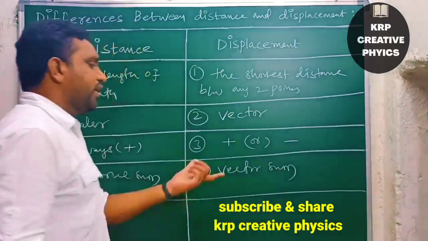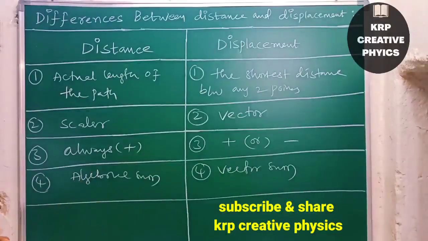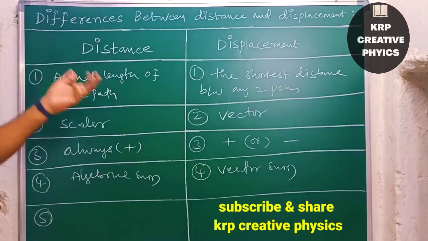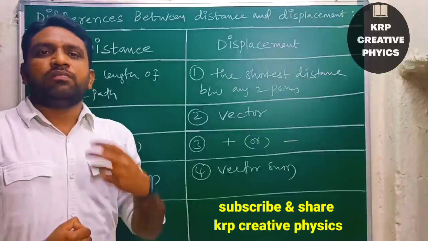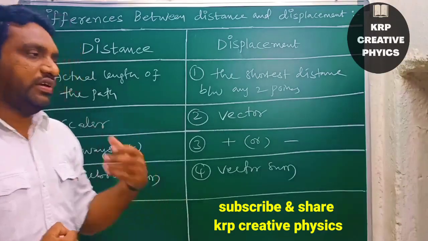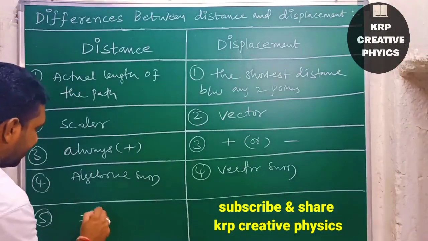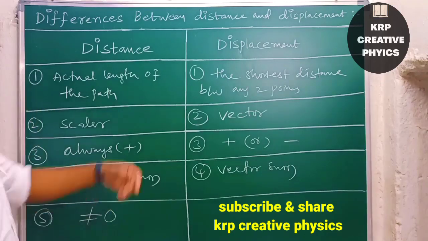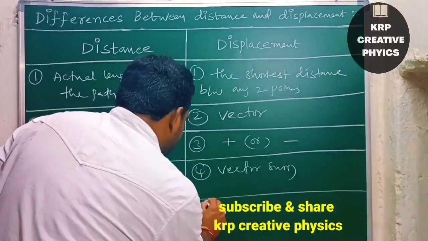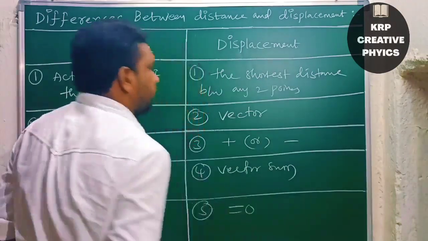To find the total displacement and total distance. And next, fifth one, distance does not become 0. It does not equal 0. But what about displacement? Displacement may equal 0.